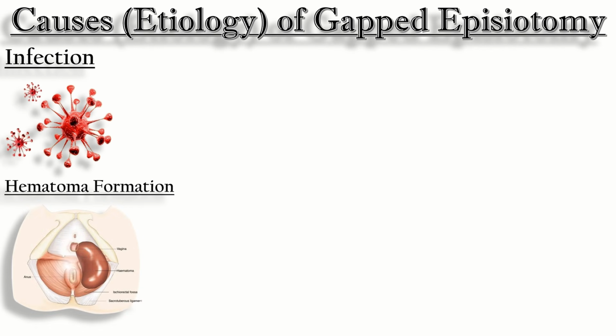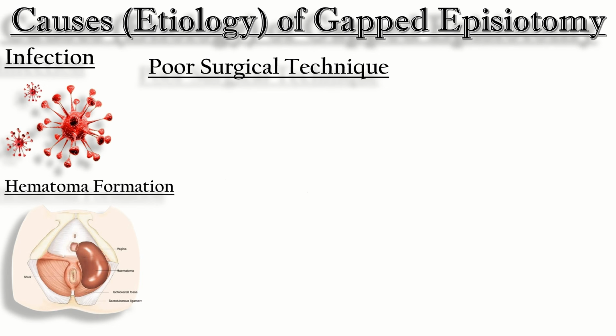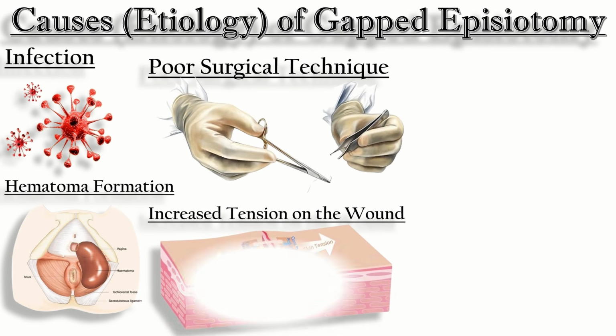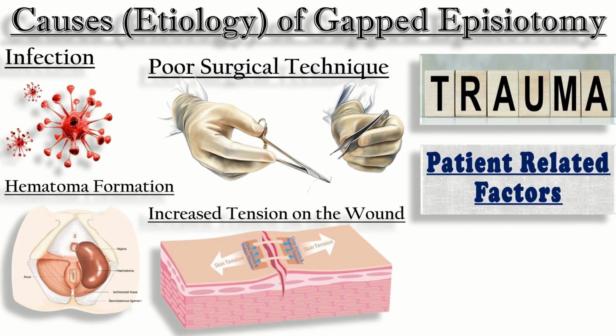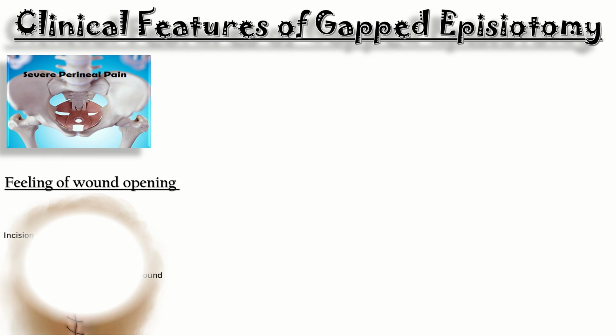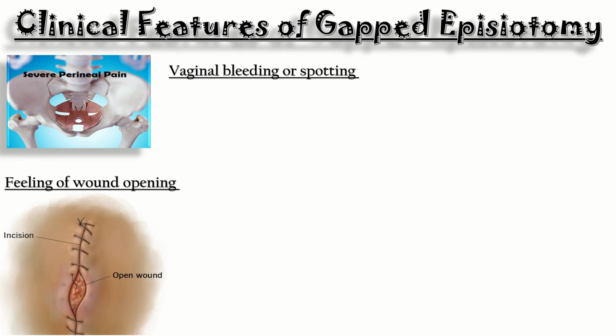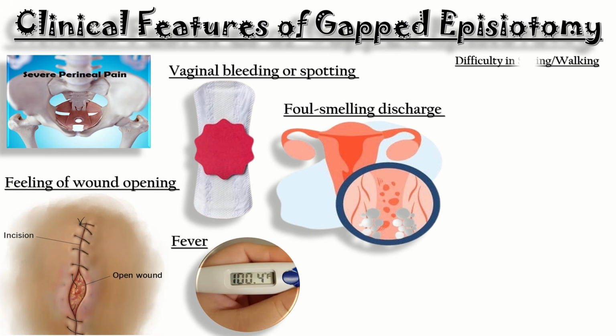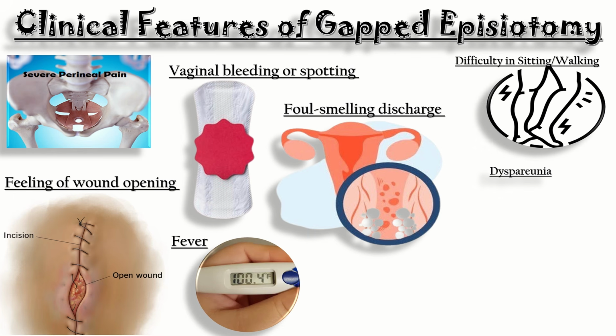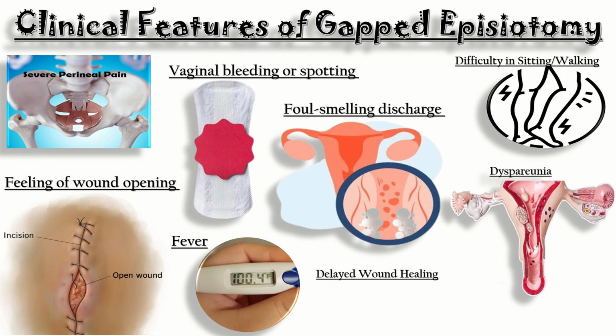The causes or etiology of gaped episiotomy include infection as the most common cause, hematoma formation, poor surgical technique, increased tension on the wound, trauma, patient factors, early mechanical stress. The clinical features of gaped episiotomy include severe perineal pain, feeling of wound opening, vaginal bleeding or spotting, foul-smelling discharge, fever if it is infected, difficulty in sitting or walking, dyspareunia which occurs at the later stage, delayed wound healing.